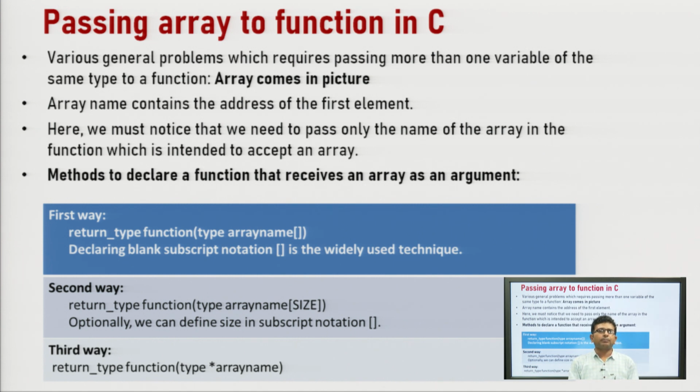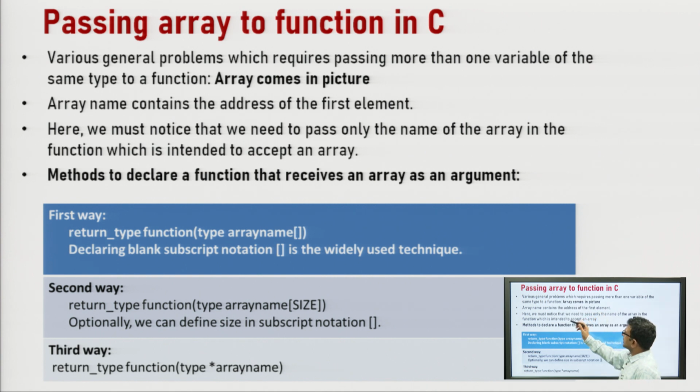So, what is the benefit of passing an array to the function? Using a single variable we can pass multiple items of the same type to the function. Just see here, various general problems require passing more than one variable of the same type to a function, where the array comes into the picture.